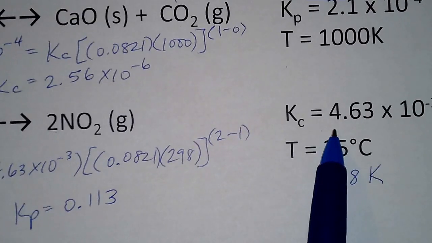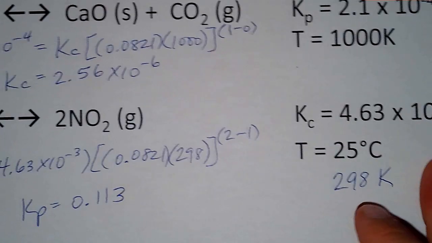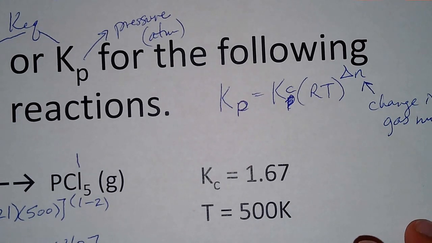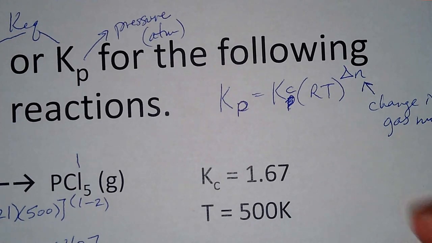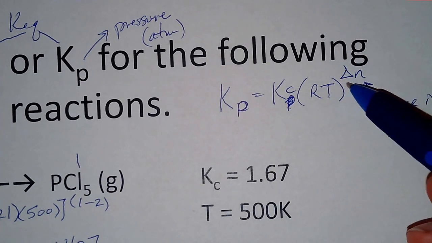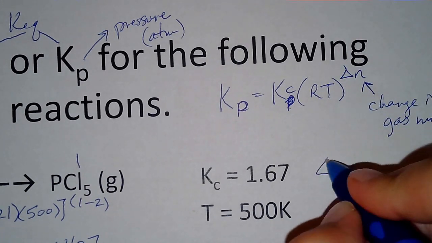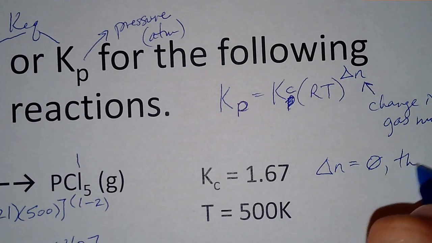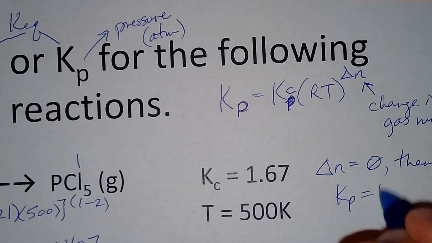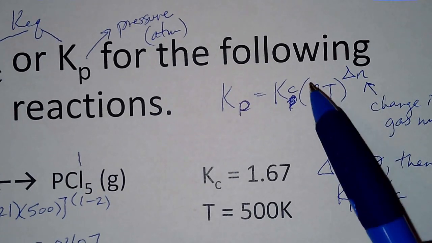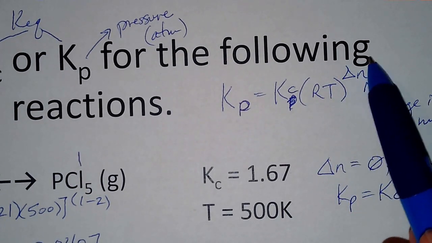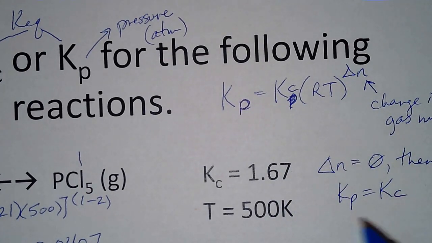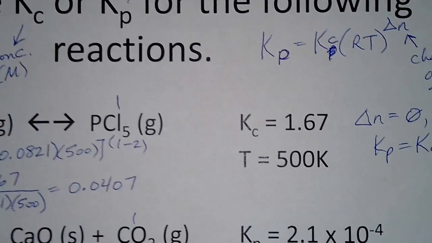Looking at the equation, when would Kp equal Kc? If there's no change in our moles of gas, if delta N equals 0, then our Kp is going to equal our Kc. Because anything raised to the 0 power is 1, so all of this would go away, and Kp would equal Kc. So if we're not changing the amount of gas we have, then our equilibrium expressions would have the same value.